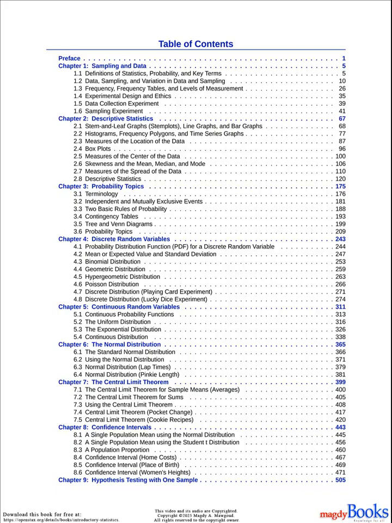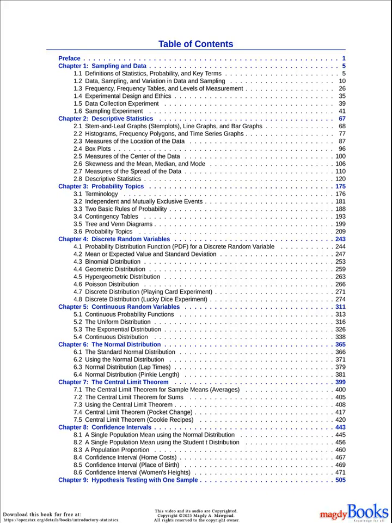4.1. Probability distribution function, PDF, for a discrete random variable. 4.2. Mean or expected value and standard deviation. 4.3. Binomial distribution. 4.4. Geometric distribution. 4.5. Hypergeometric distribution. 4.6. Poisson distribution.